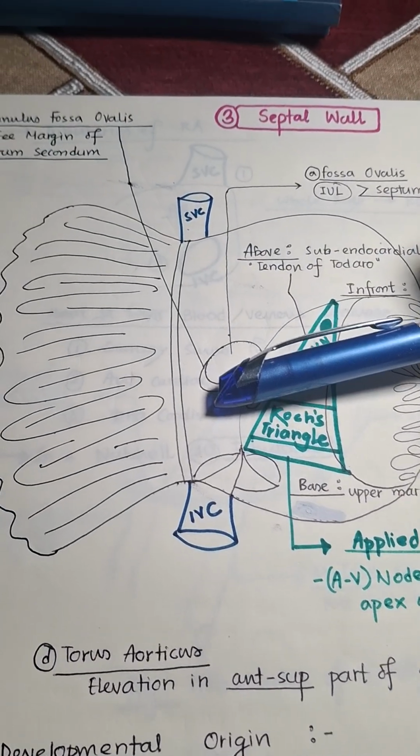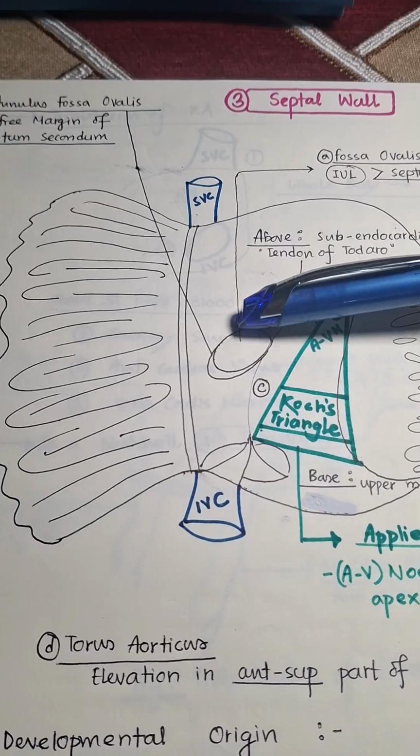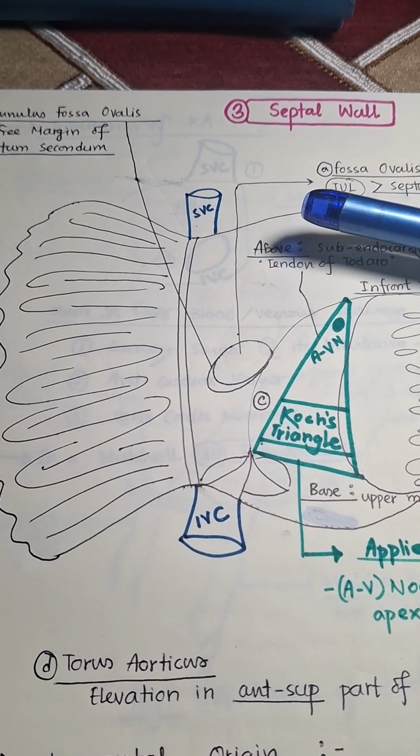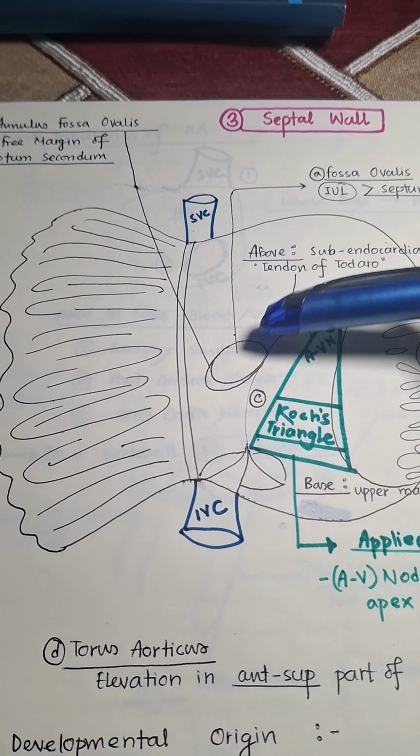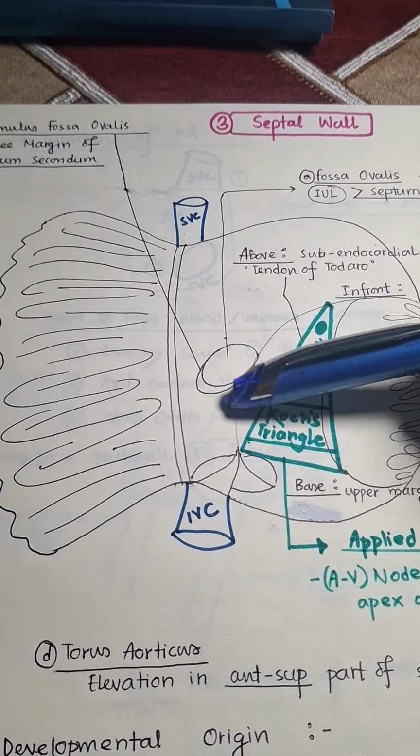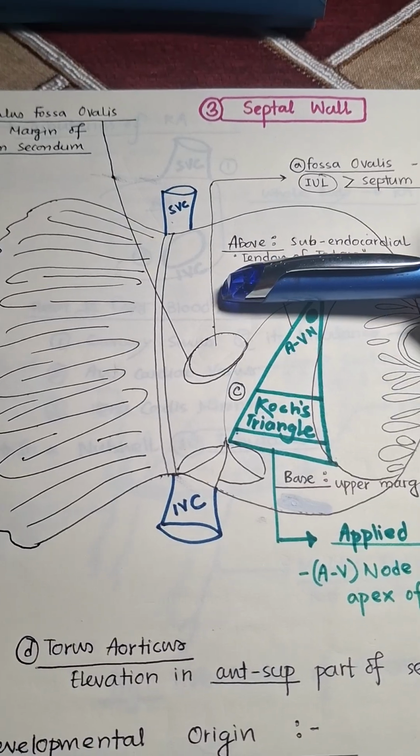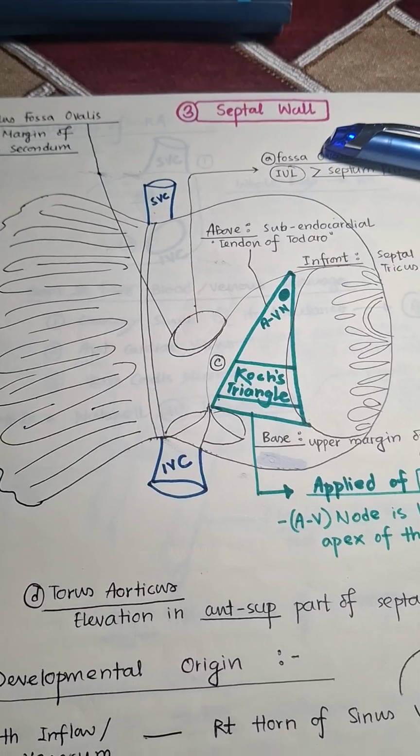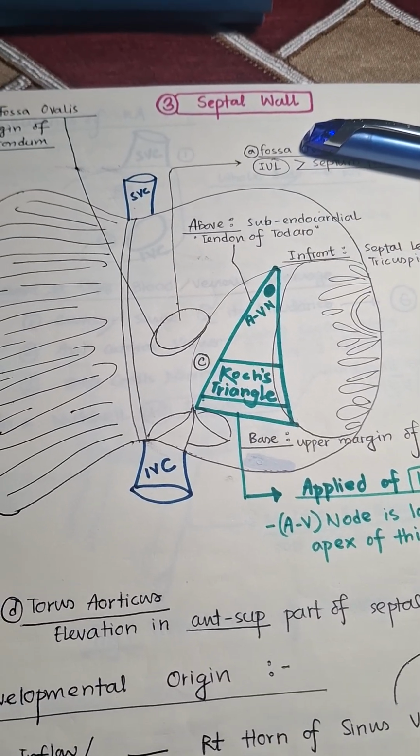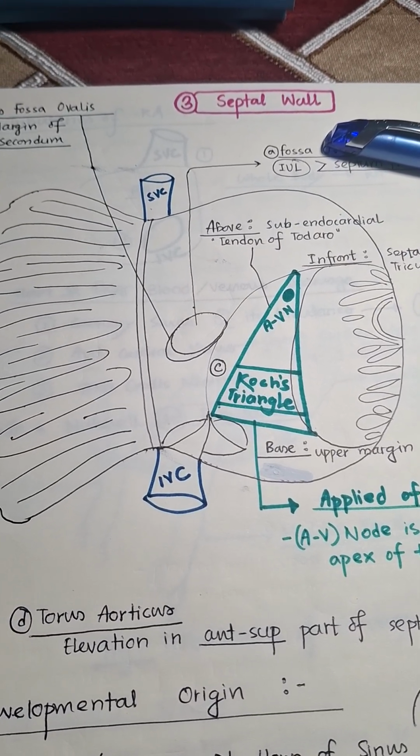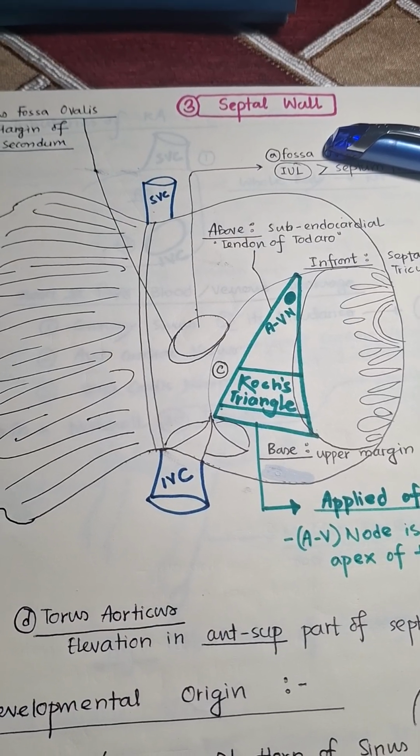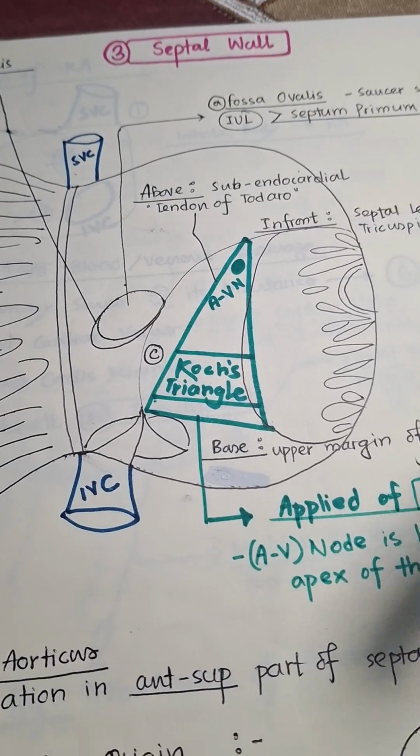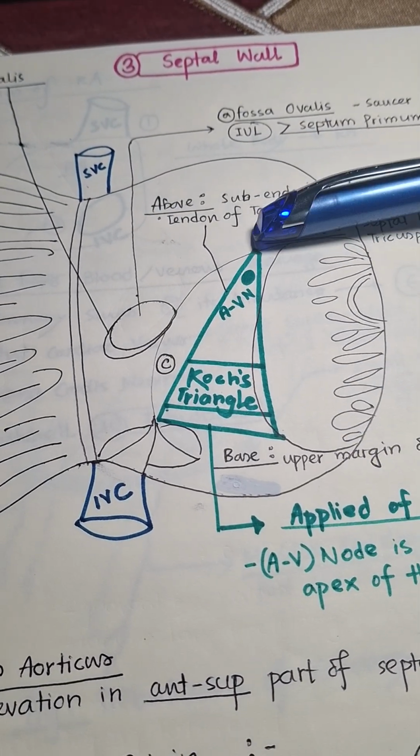At the interatrial septum, we will prominently see a shallow depression known as the fossa ovalis, which is a derivative or remnant of the foramen ovale. And at the lower portion there will be a ring-shaped structure guarding this fossa, that is the annulus fossa ovalis, which is a derivative or remnant of the foramen secundum, septum secundum.